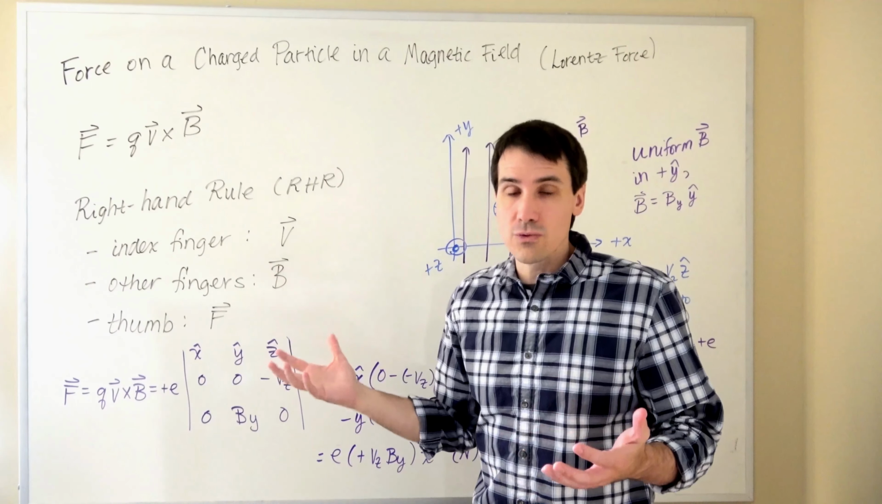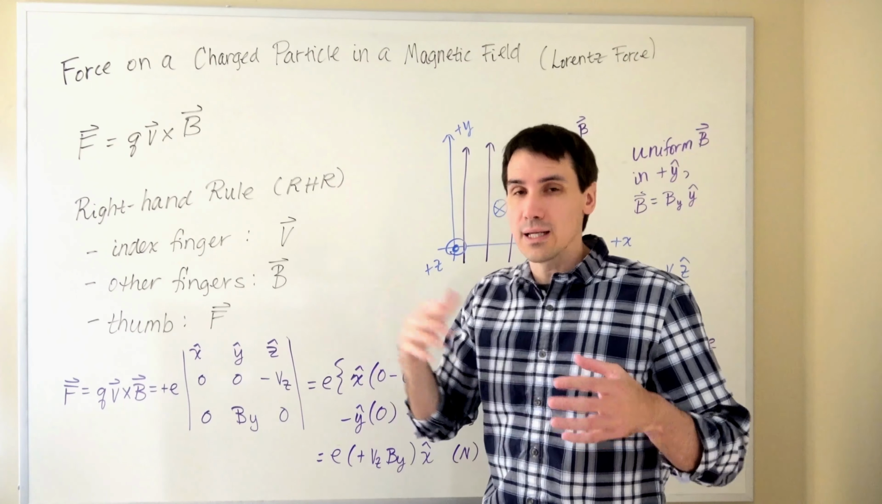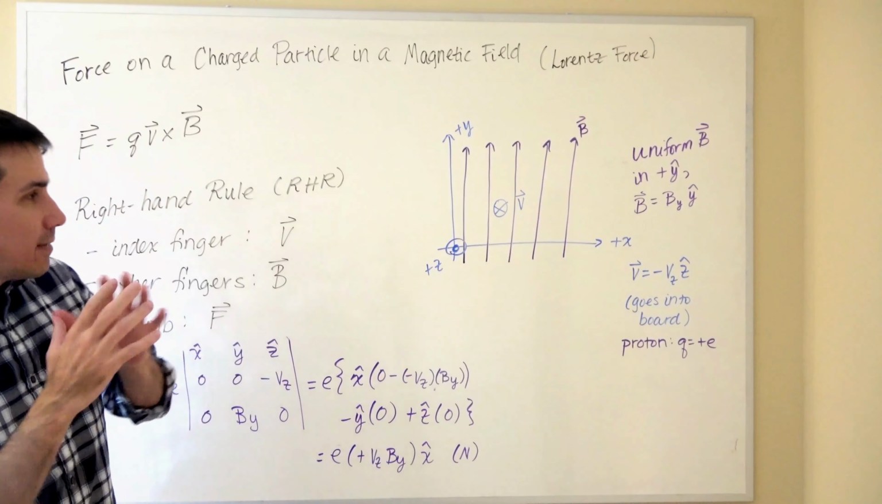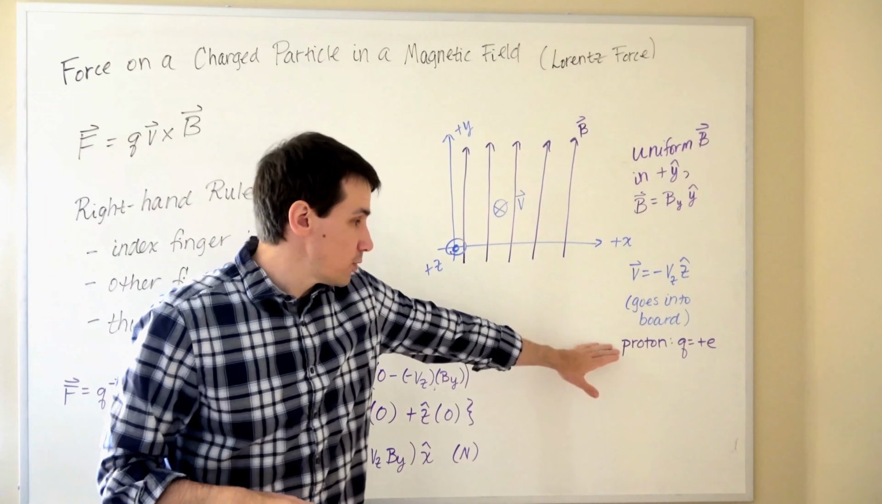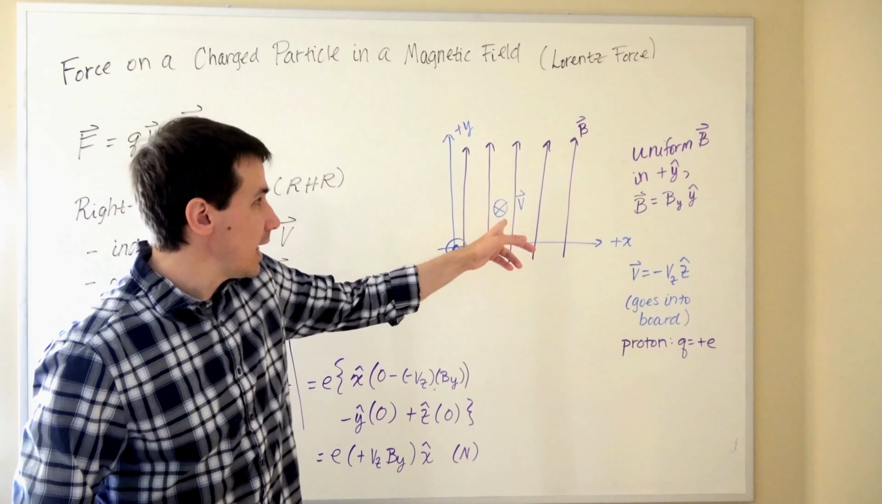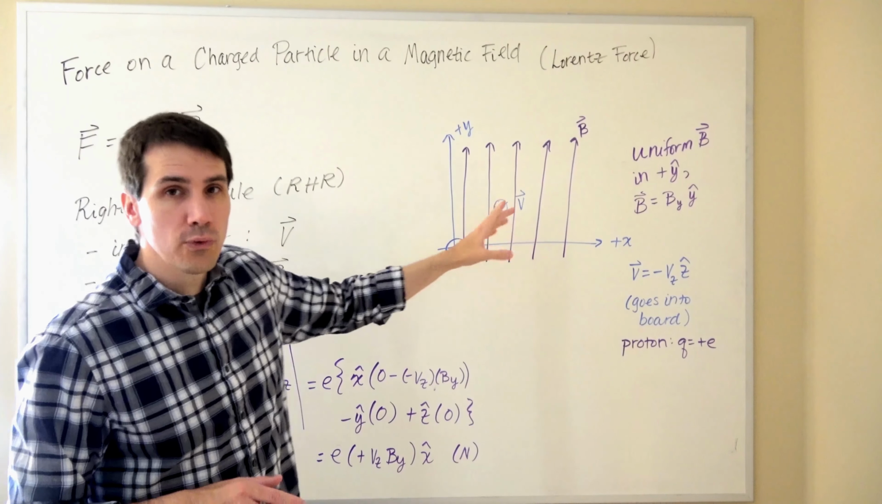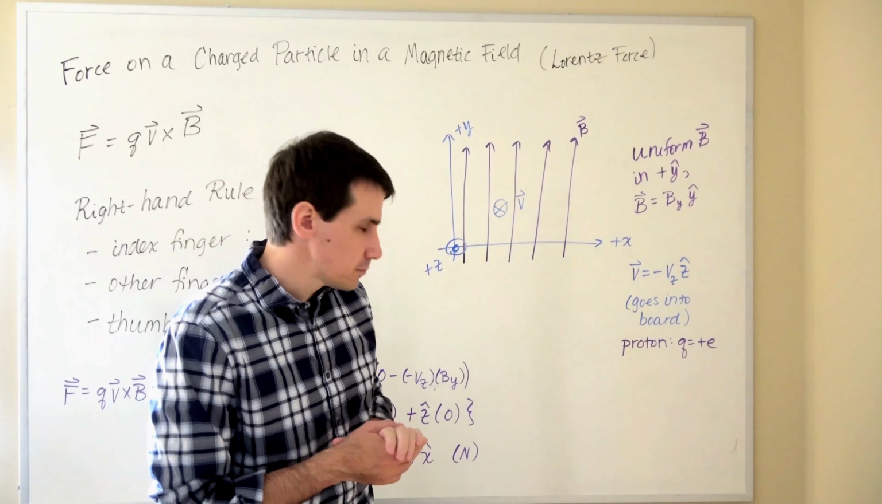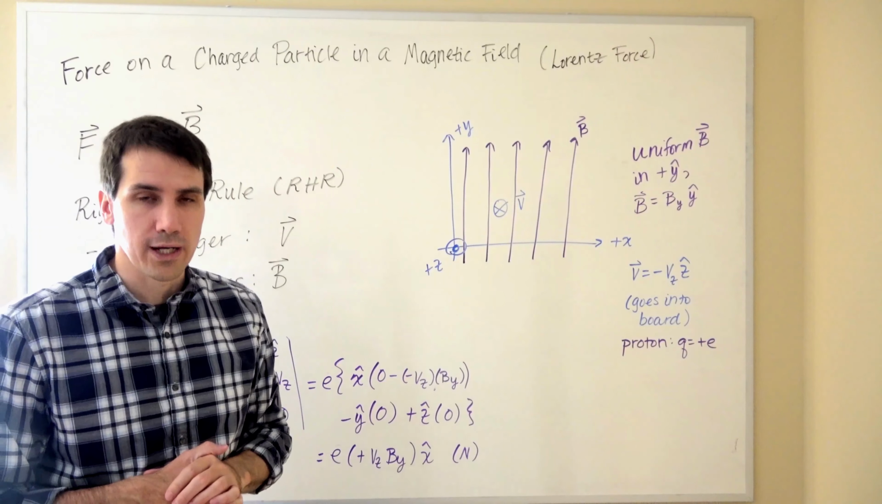So let's just try to use this equation here in a simple example. So the example that we have is, imagine that we have a proton moving into the board through a magnetic field pointing upwards in the positive y direction.